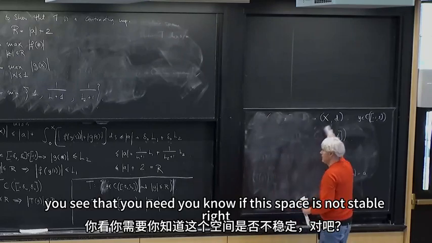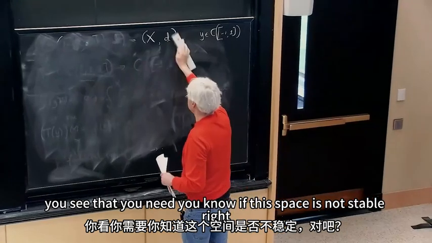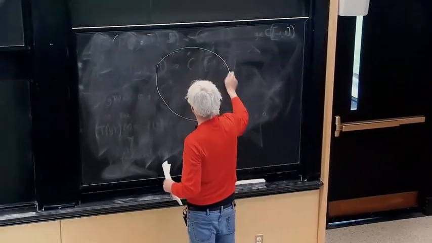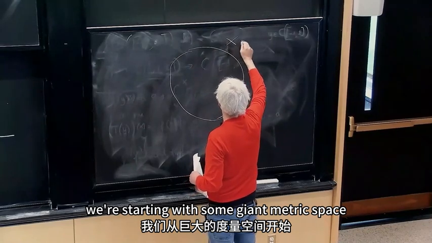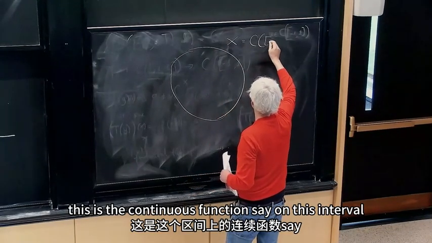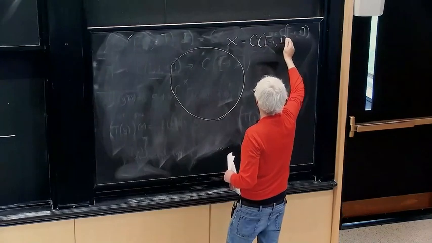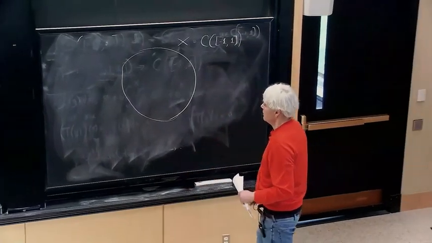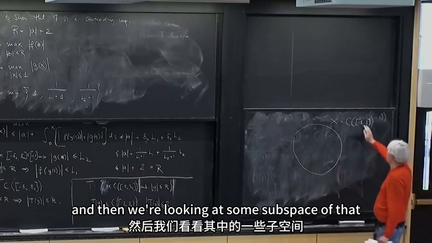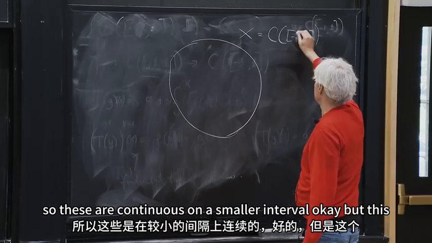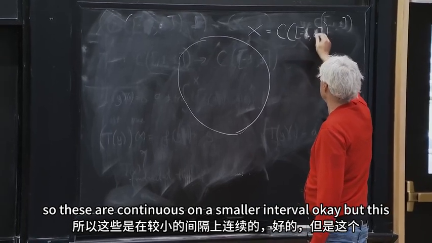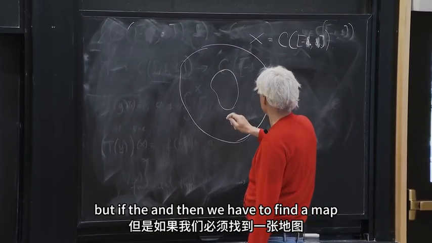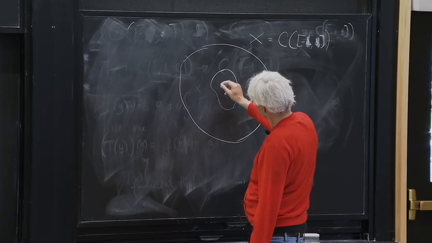But you see that you need, if the space is not stable, right? So imagine we're starting with some giant metric space. This is the continuous functions, say, on this interval. And then we're looking at some subspace of that. So these are continuous on a smaller interval. Okay, and then we have defined a map.